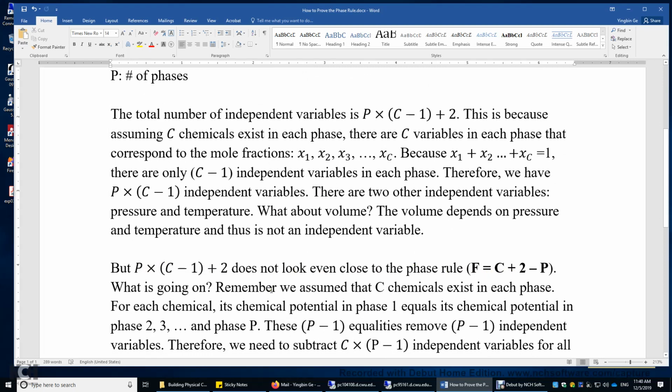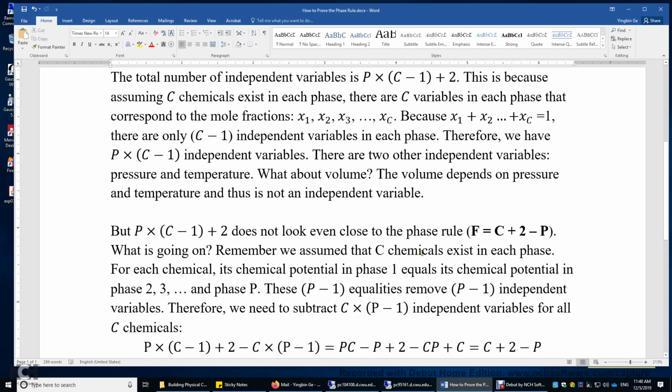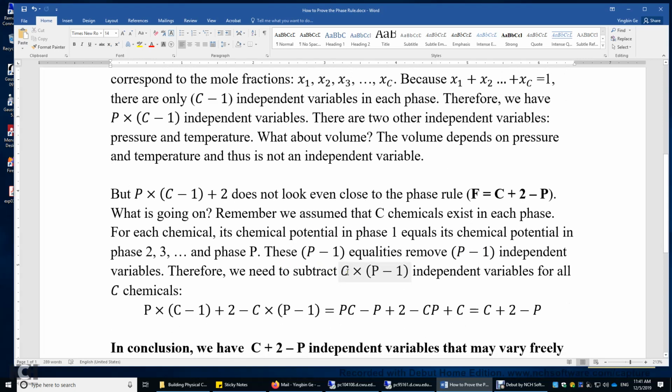So what's going on? Remember, we assumed that all C chemicals exist in each phase. And then for each chemical, its chemical potential in phase 1 equals its chemical potential in phase 2, equals its chemical potential in phase 3, and so on. And we have P minus 1 equalities for each single chemical. We have to remove these P minus 1 variables. Therefore, for all C chemicals, we need to subtract C times (P minus 1) from this expression.